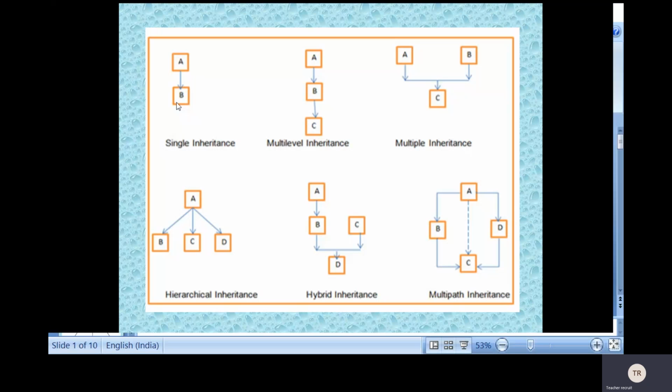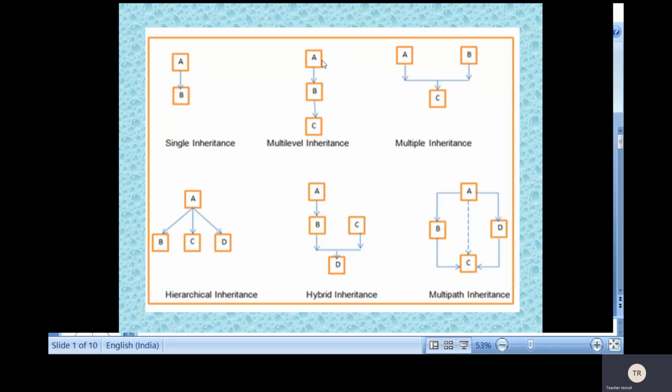Now, the second one is multi-level inheritance. In multi-level inheritance, there are several levels, and the properties or functions of the base class are inherited by the child class, and then again by the grandchild class, and so on. So A is the parent class, B is the child class, and C I will call the grandchild class. B is inheriting the properties, functions and variables of class A, and C is inheriting from class B and also class A.